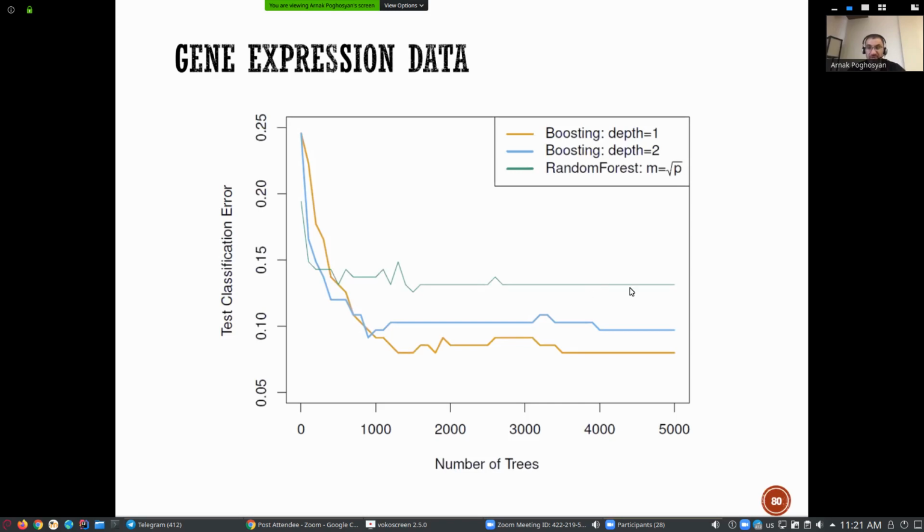So this is a comparison of random forest, boosting with one split, and boosting with two splits. So you have a choice: use one split or two splits, no more. Otherwise you are actually coming close to random forest.